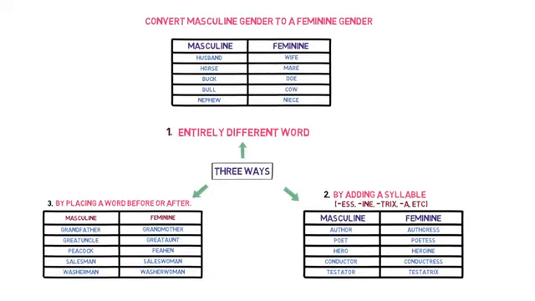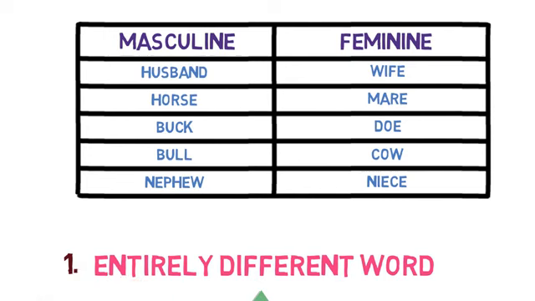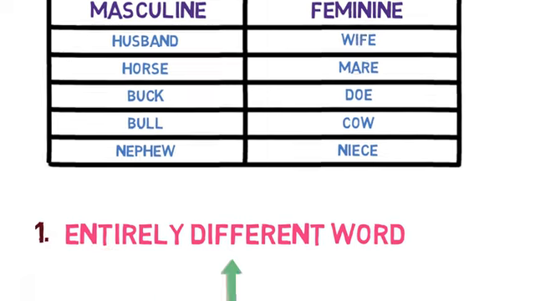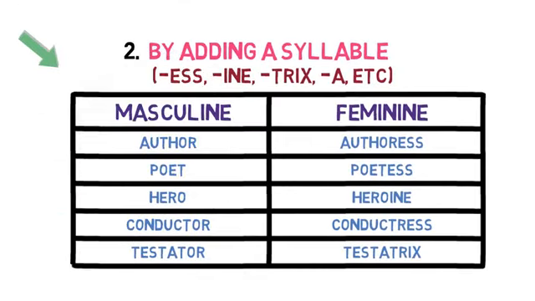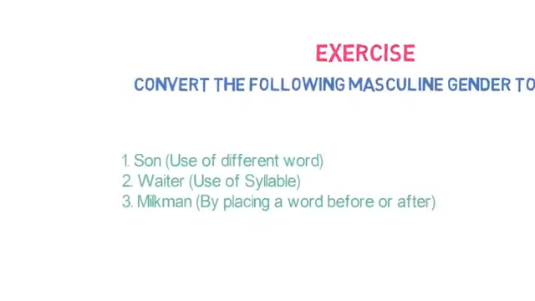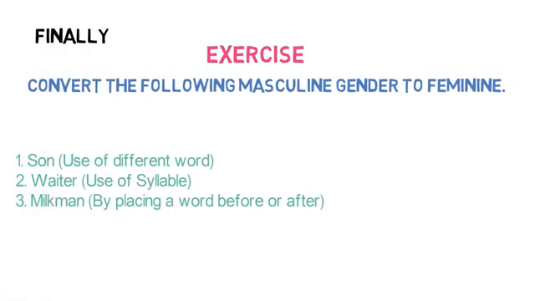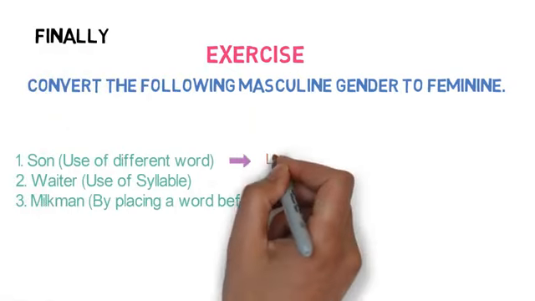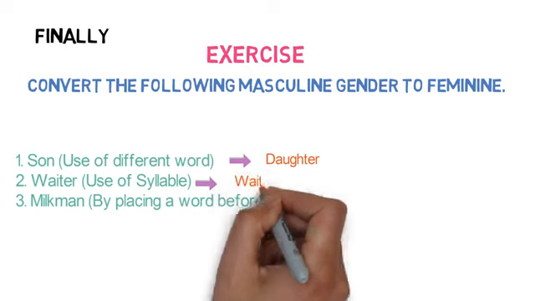Then we learned the 3 ways to convert a masculine gender into a feminine gender. Number 1, by using an entirely different word. Number 2, by adding a syllable. And number 3, by placing a word before or after. Finally, I gave you an exercise to practice. The answers are on your screen now.